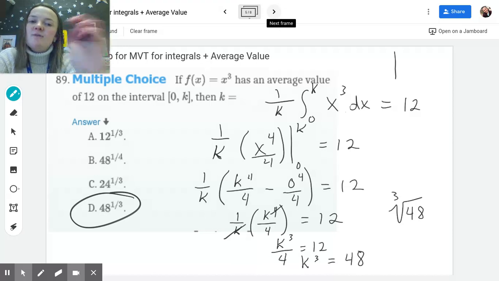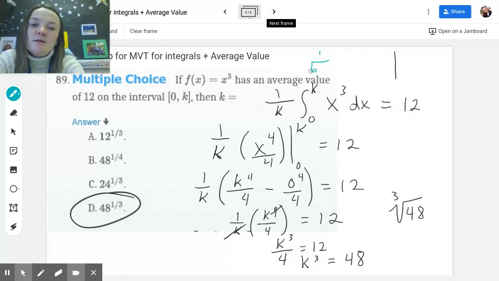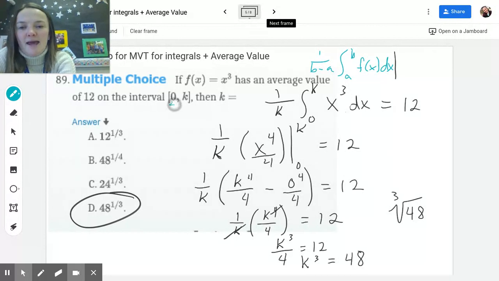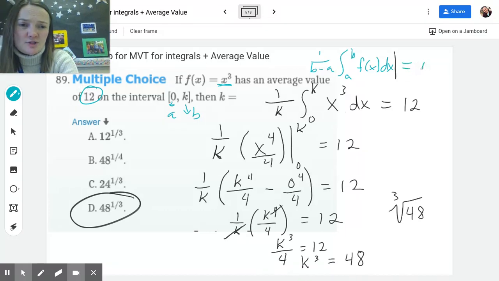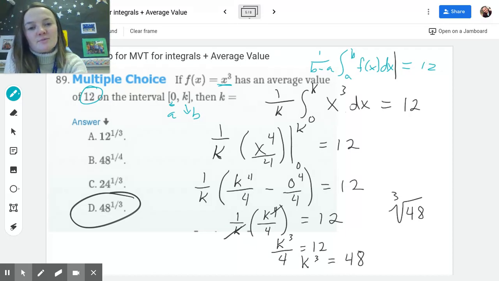Well, I know that average value is equal to 1 over b minus a times the integral from a to b of f of x dx. I know some things. I know that a is 0. I know that b is k. And I know f of x, and I also know what the actual average value is. So I'm going to set the average value equation equal to 12. 1 over b minus a is going to be 1 over k, and we're going to take the integral from 0 to k of x cubed dx.